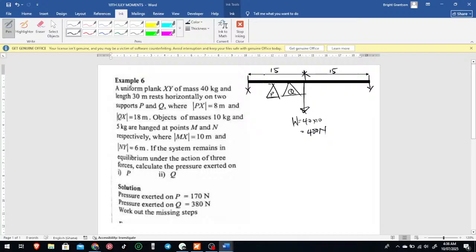Okay. Let me read the question again. Let me read the question well, because these are story problems. If you don't read the question well, it will mess you up. So P to X is 8 meters. Okay, I'm now getting it. P to X is 8 meters. So if here is 7.5, it will be around here.